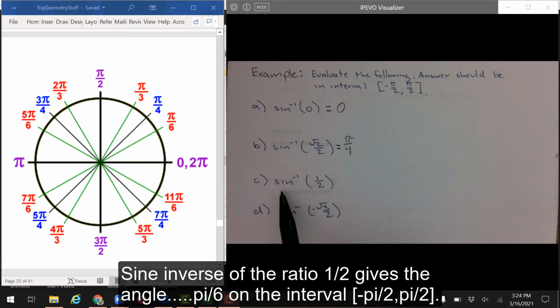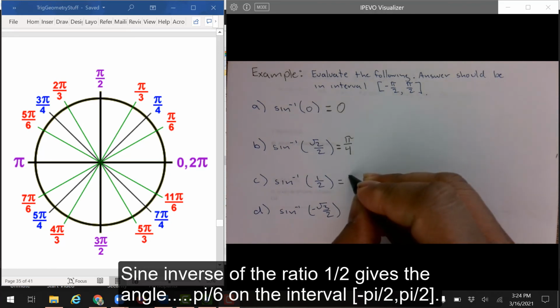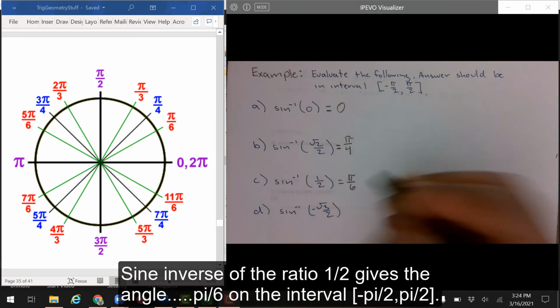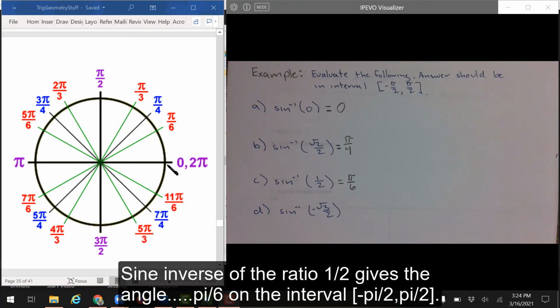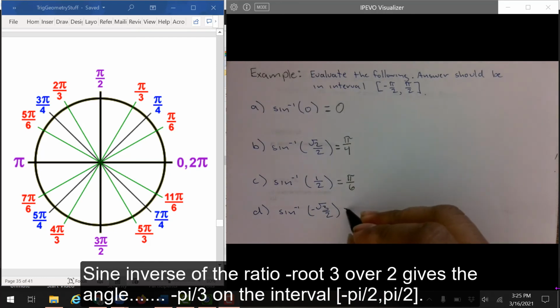Sine inverse of the ratio 1/2 gives the angle pi over 6 on the interval negative pi over 2 to pi over 2. Sine inverse of the ratio negative root 3 over 2 gives the angle negative pi over 3 on the interval negative pi over 2 to pi over 2.